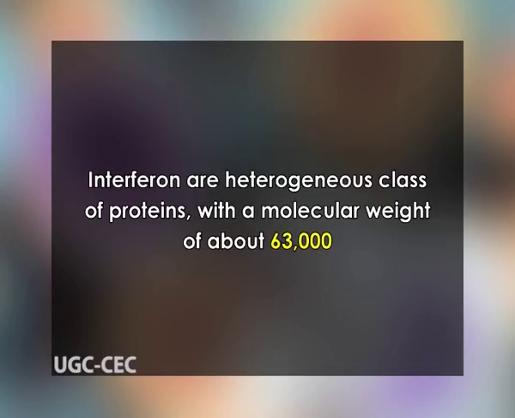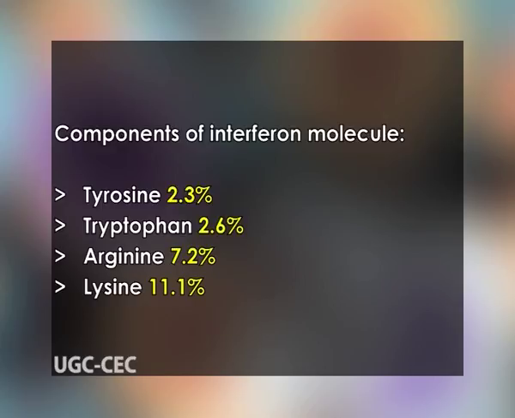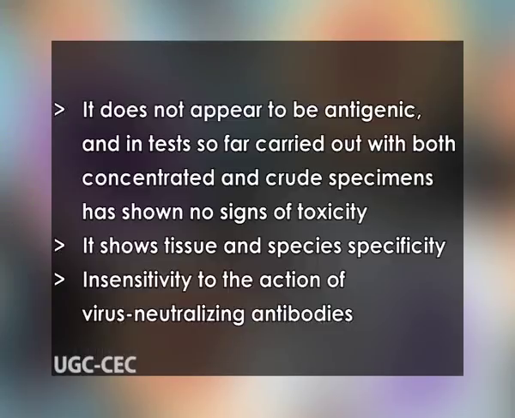Interferons are a heterogeneous class of proteins with a molecular weight of about 63 kilodaltons. Its molecules contain the following components: tyrosine 2.3%, tryptophan 2.6%, arginine 7.2%, lysine 11.1%. It does not contain nucleic acids and only traces of carbohydrates. Number 2. It does not appear to be antigenic, and in the tests so far carried out with both concentrated and crude specimens has shown no signs of toxicity.